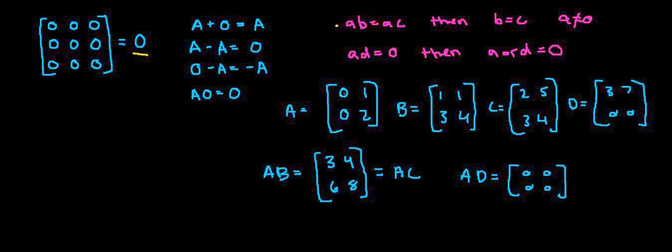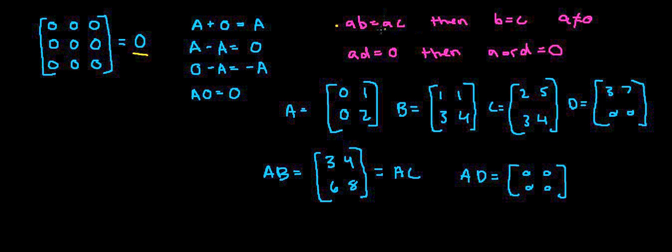A times C: 0 times 2 is 0, 1 times 3 is 3, so 3 there. 0 times 5 is 0, 1 times 4 is 4. 0 times 2 is 0, 2 times 3 is 6. 0 times 5 is 0, 2 times 4 is 8. So A times C is also equal to 3, 4, 6, 8.